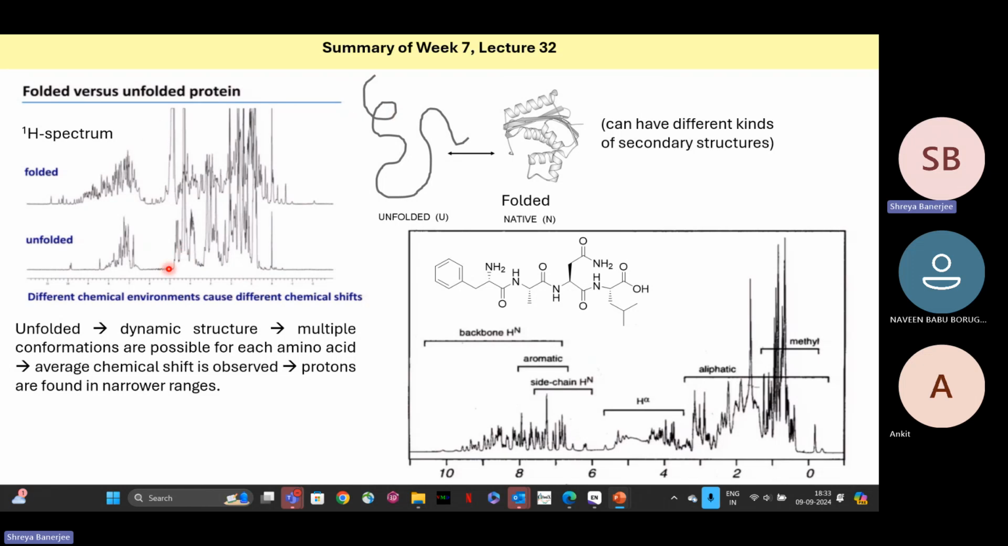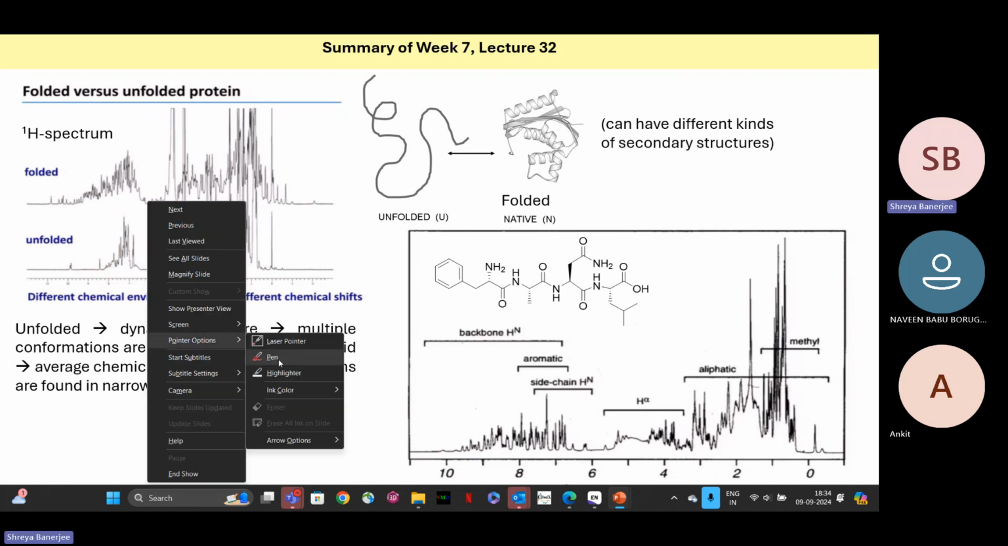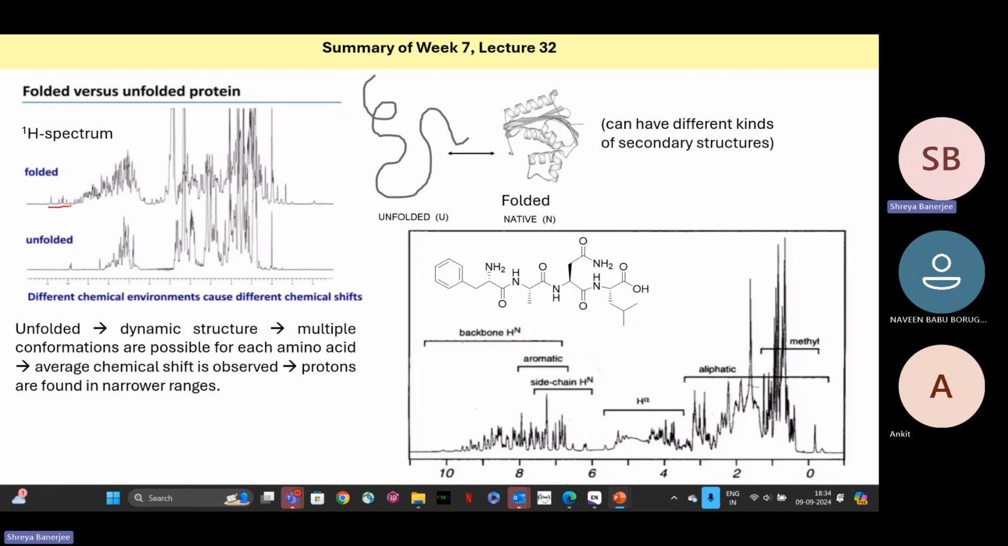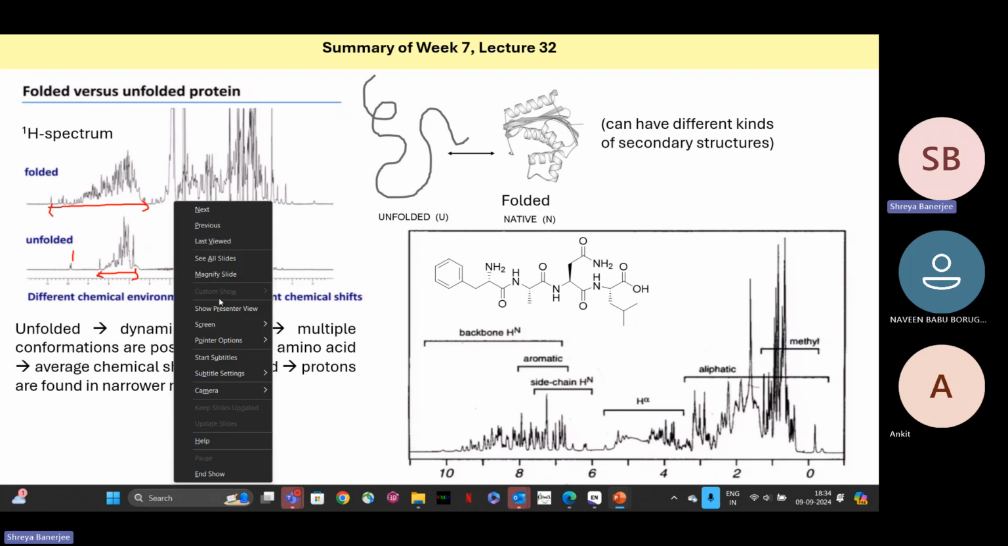So what will be the difference in NMR here? As you can see, the folded structure has many distinct peaks. But in the unfolded structure, the peaks are all kind of getting merged into a narrow range. So you can see here in the folded structure, the range of peaks here is this much. But in the unfolded structure, mostly the range has reduced. There is one peak here, but otherwise the range has reduced.